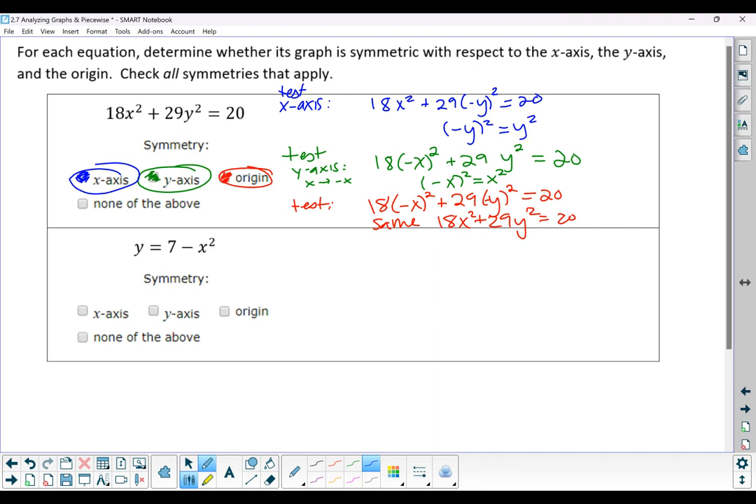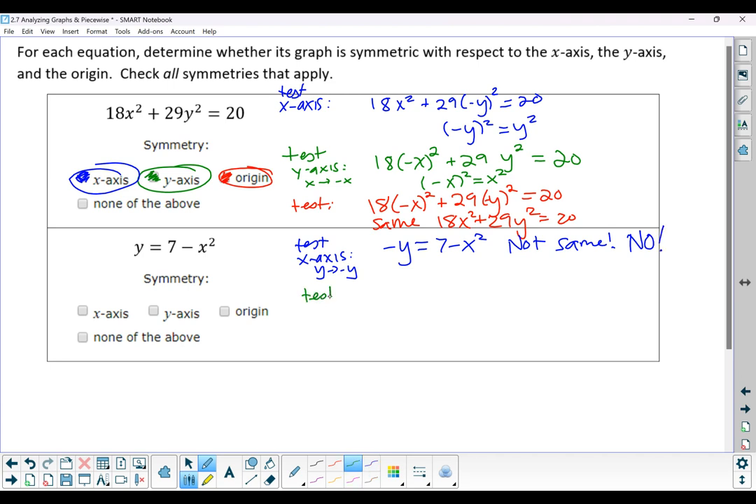Okay, our next equation is y equals 7 minus x squared. So we're going to start by testing the x-axis symmetry. That means we're changing the y. So this y becomes a negative y, 7 minus x squared. So in this case, this is not the same equation. The right-hand side, 7 minus x squared, remained the same, but the left-hand side changed to a negative y, and there's nothing I can really do to simplify that. So this fails to have x-axis symmetry.